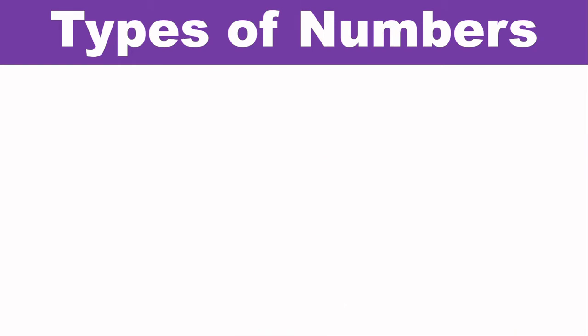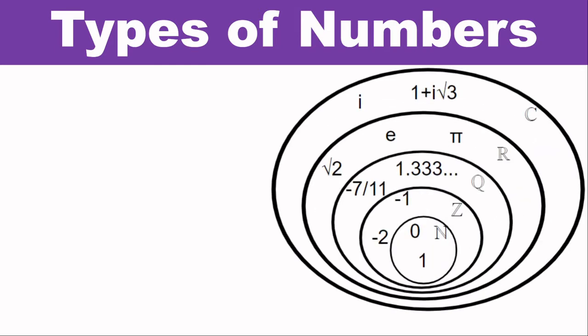Knowing the symbols for types of numbers will be important for your set builder notation, so let's go over those now. And I thought it would be appropriate to do that in a Venn diagram. Starting here with the natural numbers. We've got 0, we've got 1, we could keep going 2, 3, 4, 5. These are our counting numbers. Natural numbers are whole numbers including 0.